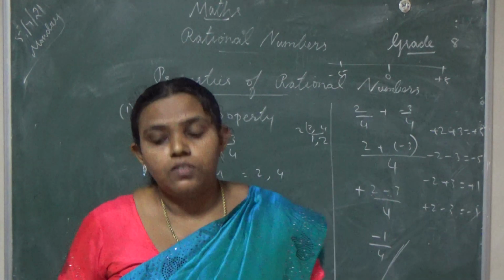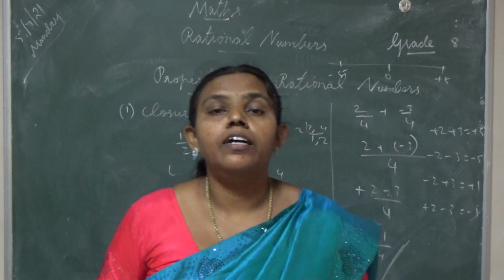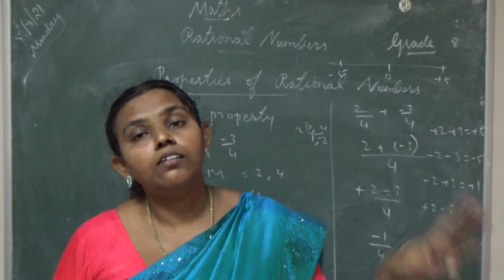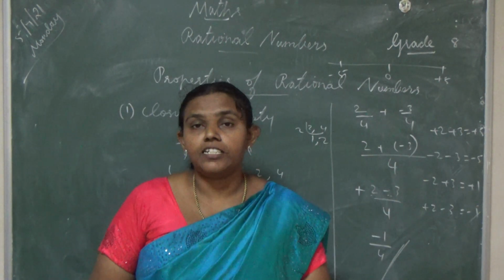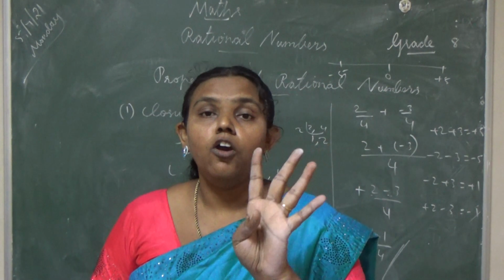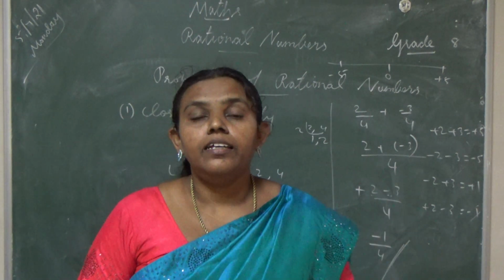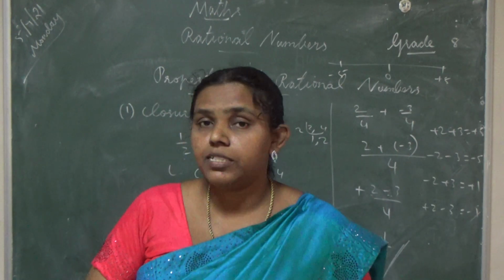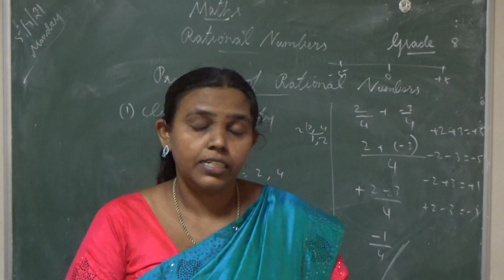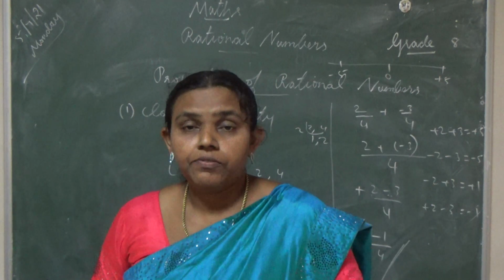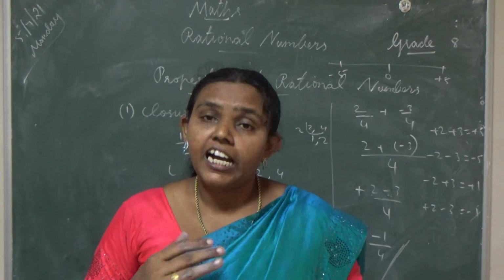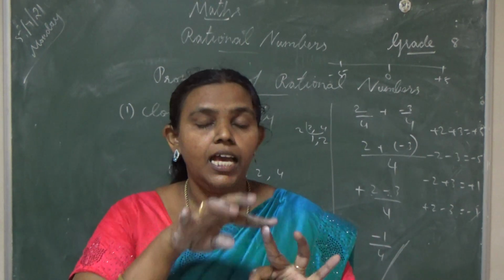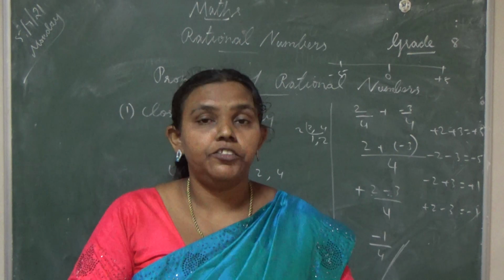Okay, so properties of addition. How many properties did I say? We are learning properties of rational numbers for the 4 basic operations: properties of rational numbers under addition, subtraction, multiplication and division. Now we learned properties of addition. Under the properties of addition, we have 5 properties: closure property, commutative property, associative property, additive identity, additive inverse.